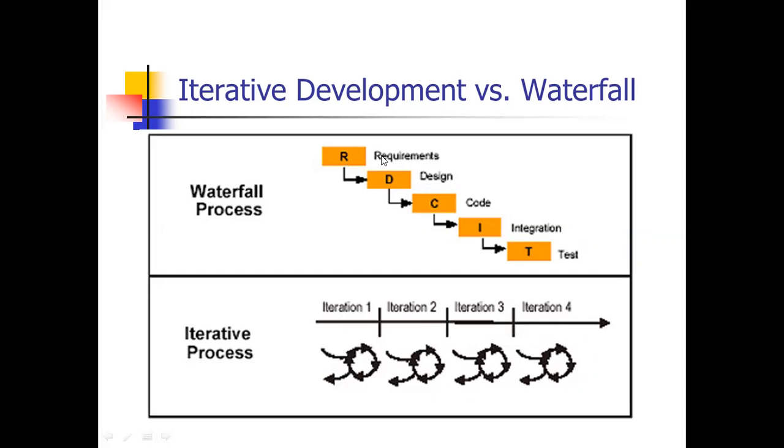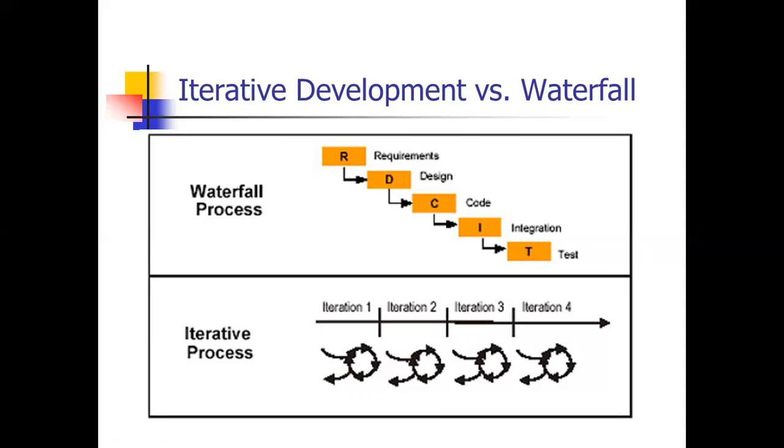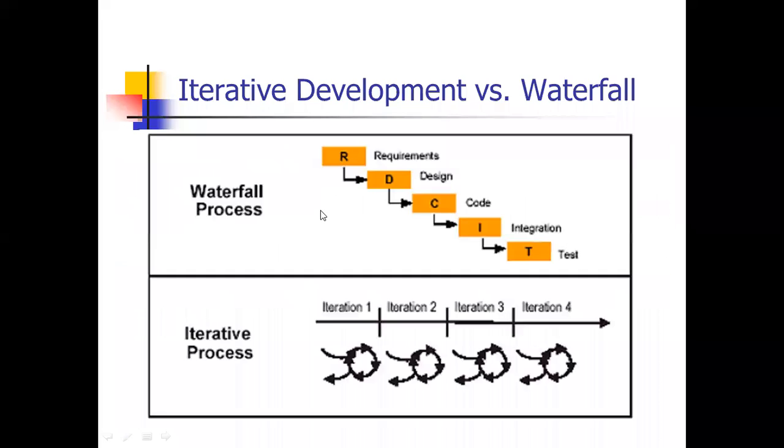First, we have to complete the first stage successfully, then we move further to the next step. Otherwise, if we are stuck with the first step, we can't move to the next step. In the waterfall model, the software development is done in a linear sequence, and there is no backtracking. That means each phase must finish completely before proceeding to the next phase. If it has not finished its work, we can't move to the next step.